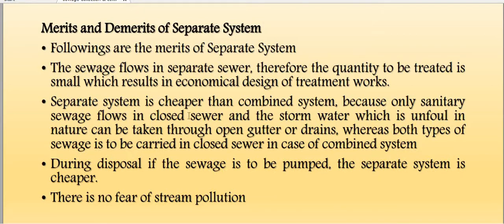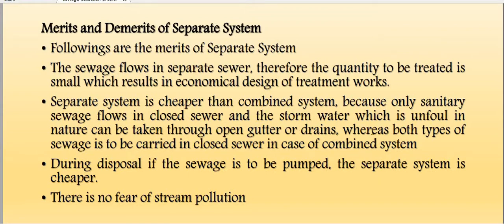The separate system is cheaper than the combined system because only sanitary sewage is carried in the closed sewer, and storm water, which is unfoul in nature, can be taken out through open gutters or drains, whereas both types of sewage have to be carried in closed sewer in the case of combined system. So this is one of the basic advantages: storm water is unfoul in nature, so it can be taken out through open gutters or open drains.